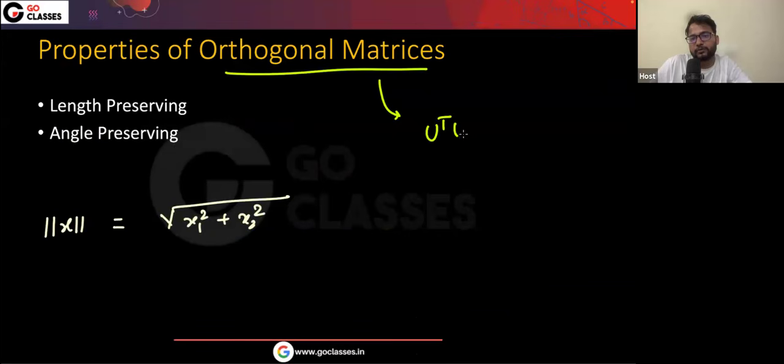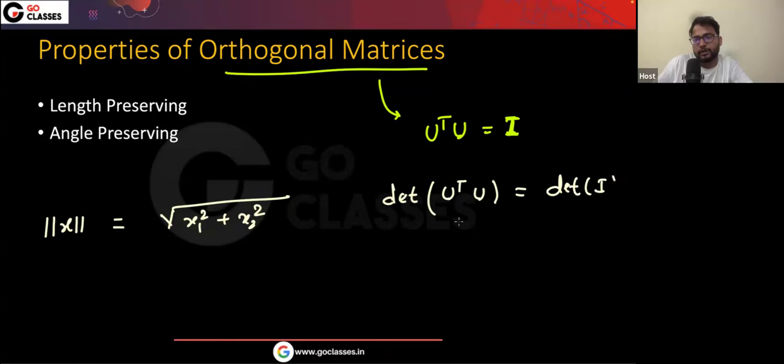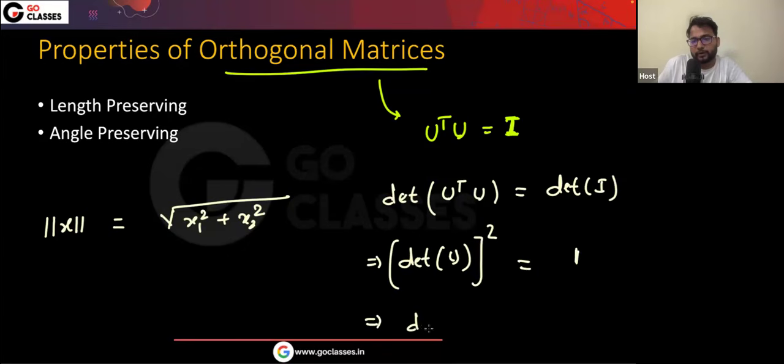What is the orthogonal matrix? It means u transpose u is identity. And if I want to find out the determinant of the orthogonal matrix, then the determinant will be either plus 1 or minus 1. Why? Because this is same as determinant of u whole square, because determinant of u transpose and determinant of u are same, right? So determinant of u whole square equal to 1. So from here you can find out the determinant of u. It is going to be either plus 1 or minus 1 for the orthogonal matrices.